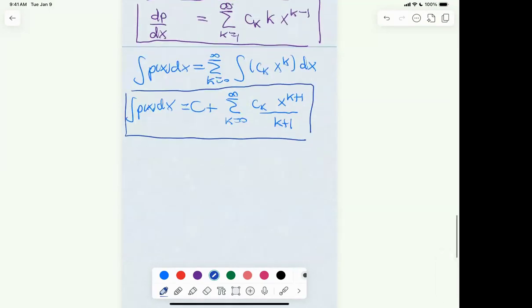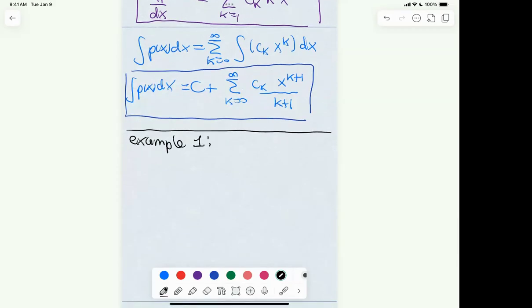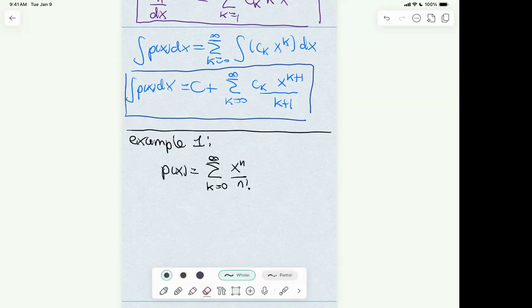Okay, so here's an example. Let me do an example of the derivative and then I'll do an example for the integral. So here's Example 1. Oh, sorry, it should have been put here k factorial.